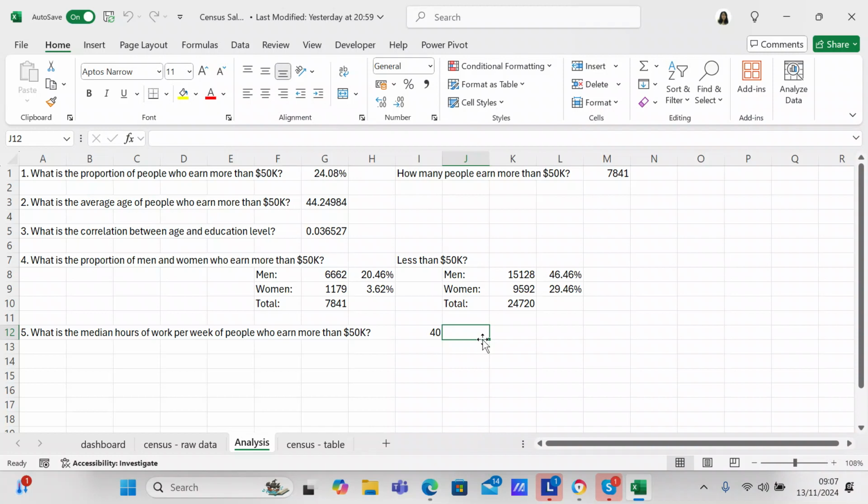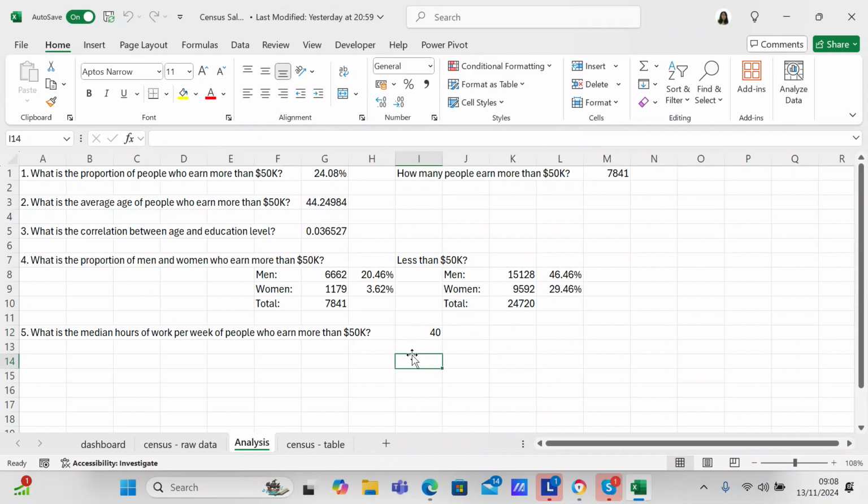And the next question is, what is the median hours of work of people who earn more than 50K? Okay, so you have a SUMIFS, you have a COUNTIFS, you have an AVERAGEIFS, but you don't have a MEDIANIF. So we say equals MEDIAN, brackets, IF the census P2 to P32562 is 1, meaning it's over 50K, and the census M2 to M32562, and that is your hours worked. So the median hours worked is 40 hours a week.